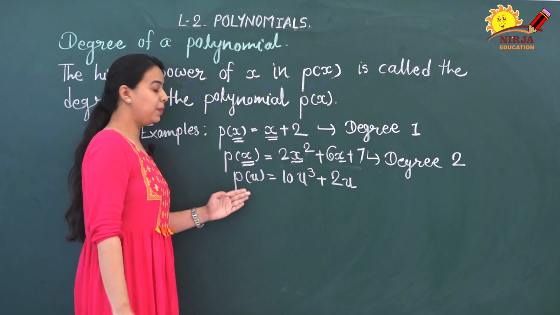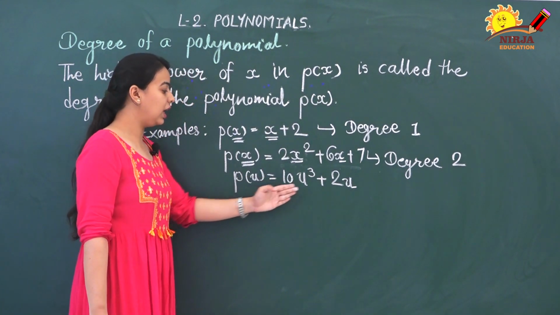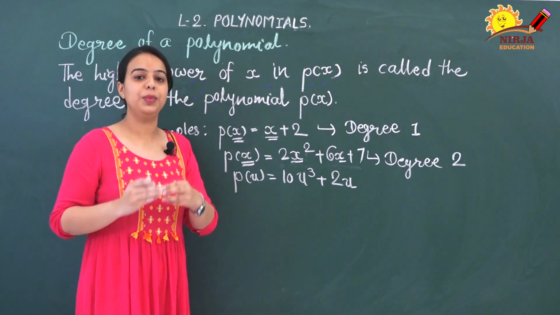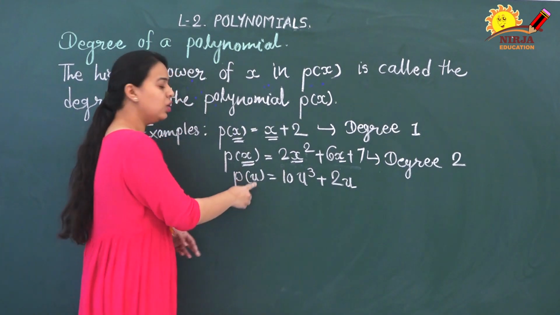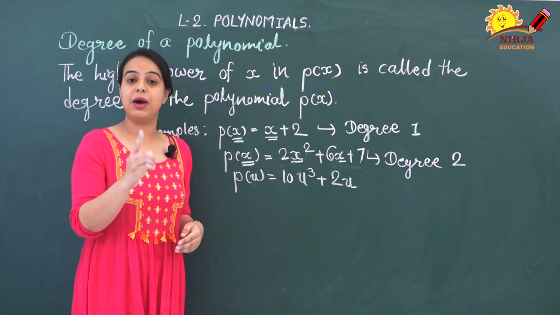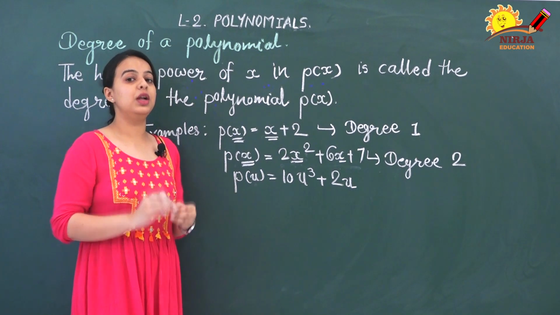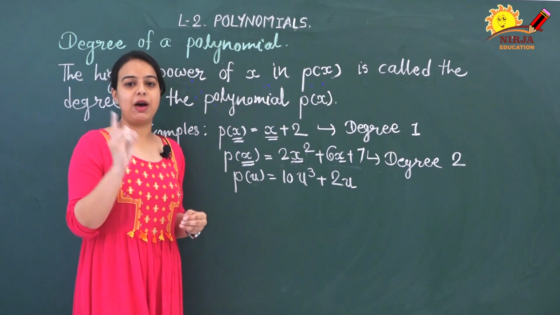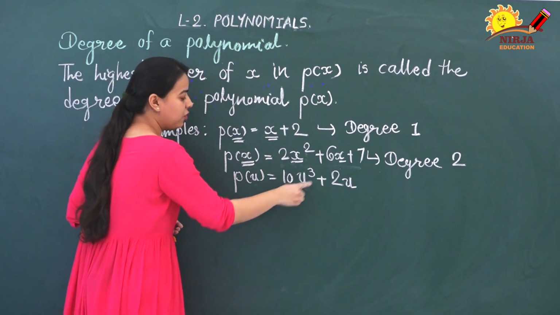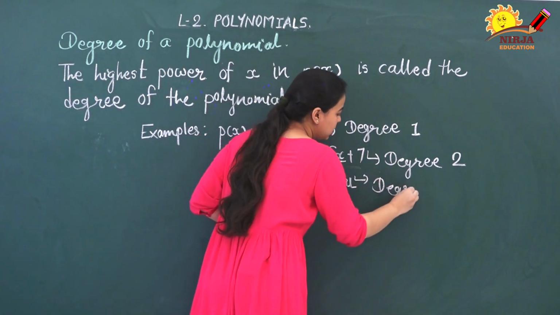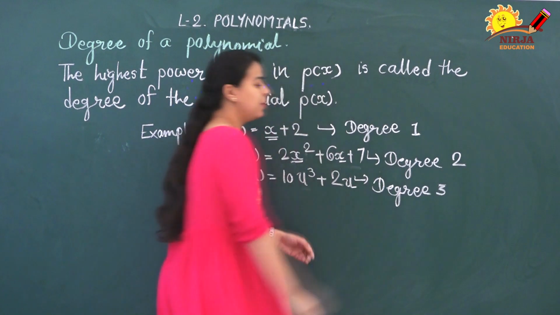Third, I have written p of u is equal to 10u cube plus 2u. As you can see here, we have taken the polynomial in variable u. So we need to consider the highest power of variable u. Whatever variable is there in the polynomial, you need to see the highest power of that variable. The highest power of the variable is 3. So we can say the degree of this polynomial is 3.